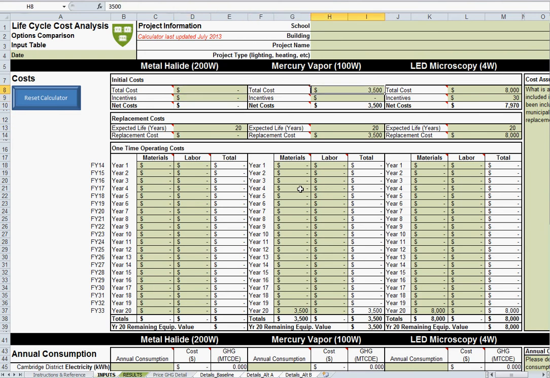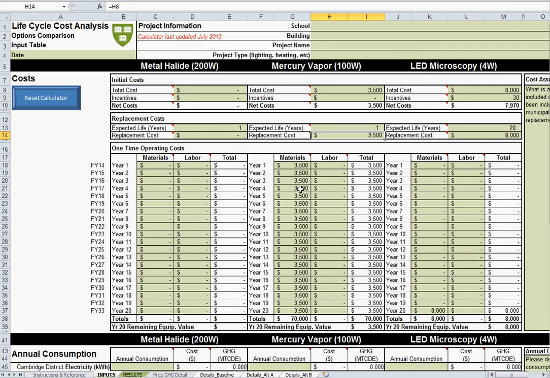So for the metal halide and the mercury vapor lamps, the fixtures themselves are going to last a long time. However, these lamps have a very low lifetime. They can last about 2,000 hours, and it just so happens that based on some information we got from the medical school, they're using these things about 2,000 hours a year. So with that in mind, we actually have a 1-year life on these lamps for both the mercury vapor and the metal halide.